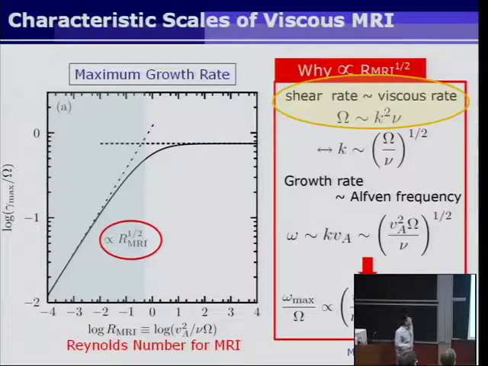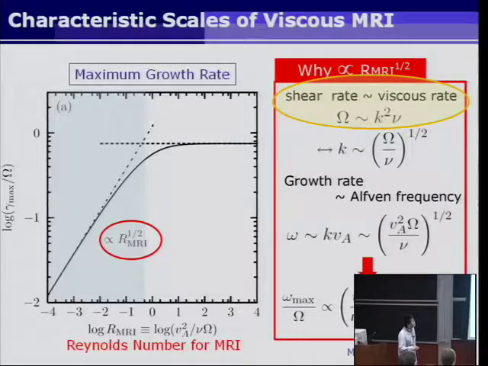In order to understand these characteristic quantities, we just do a simple order estimation. If the shear rate is comparable to the viscous rate, then the viscosity can affect the MRI growth.